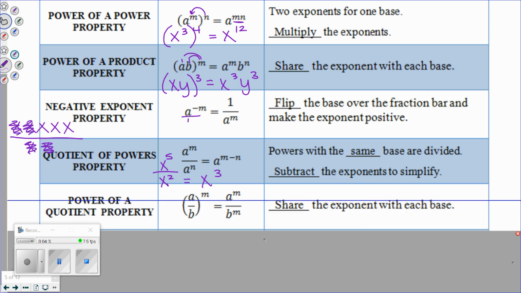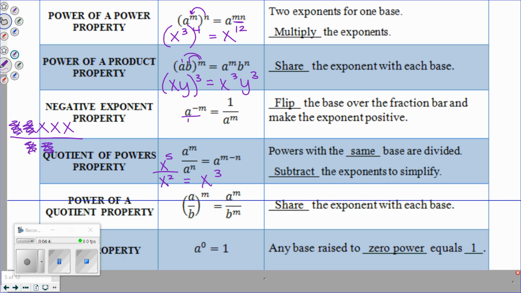All right. The power of a quotient property. Sorry about the line on there. Same idea as before. It distributes. It's going to distribute to the top and the bottom. Anything to the 0 power equals 1. Anything. My smartboard to the 0 power equals 1.